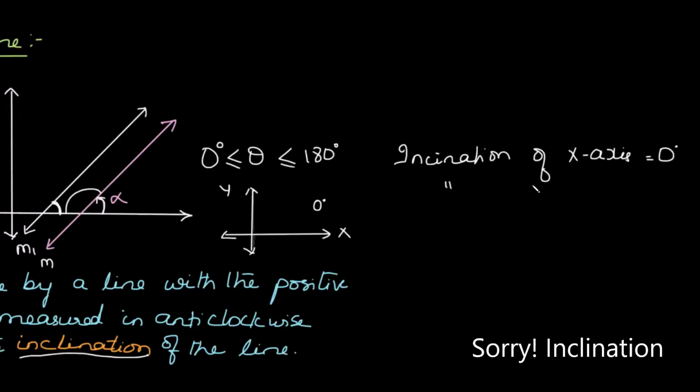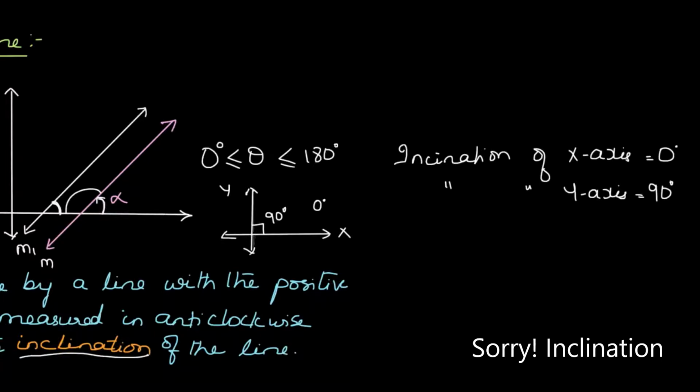Similarly, what is the inclination of the y-axis? Look at this figure. The y-axis makes an angle of 90 degree with the positive x-axis, isn't it? And therefore, the inclination of the y-axis, or the inclination of any other line which is parallel to the y-axis, is actually 90 degree. Keep this in mind.